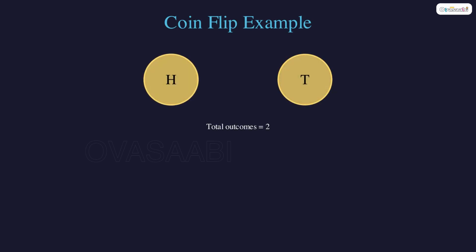For a coin flip, there are two possible outcomes, heads or tails. If we want heads, that's one favorable outcome. So probability of heads equals 1 divided by 2, which is 0.5 or 1/2.